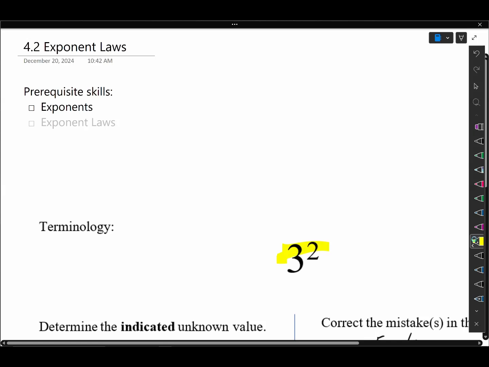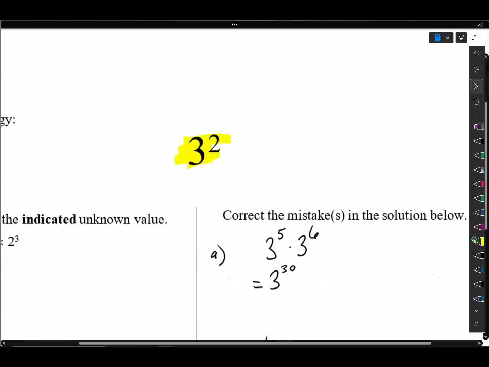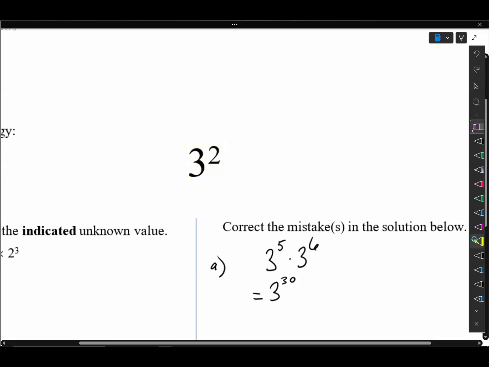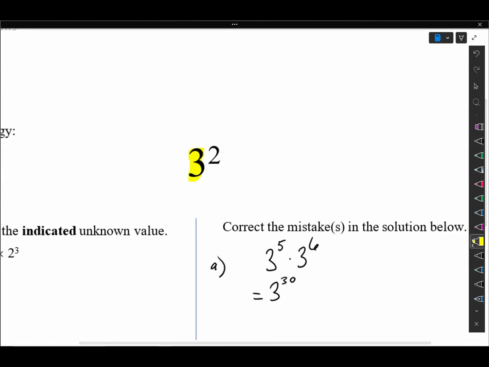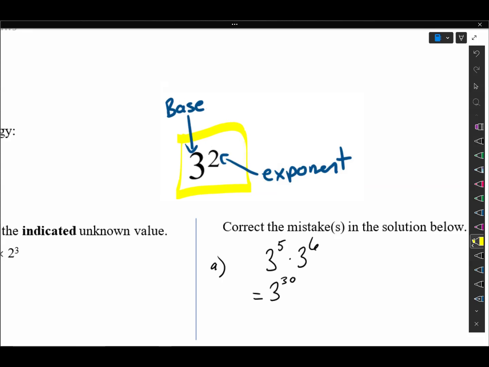We'll start off here with 3 to the exponent 2. And nice and straightforward, what are the pieces of this power that we are working with? Well, we have a base of 3. That is, whatever is written right in front of our exponent is going to be the base to which the exponent is applied. The exponent is the little 2 up here in the corner.